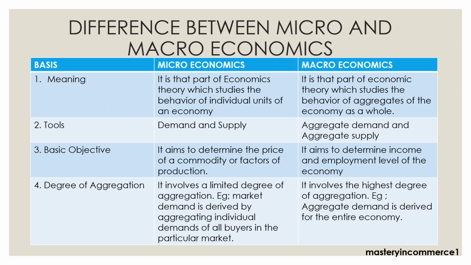This is the tabular form of the difference between micro and macroeconomics. In the exam, when this kind of question comes, they ask you to write the difference between micro and macro. I suggest that you please write in this tabular form only, which gives a very good impression to the examiner. Also, you are making it clear on what basis you are writing the difference. The first point is the meaning, as I have been telling in the last two slides also. Microeconomics studies the behavior of individual units of an economy, while macroeconomics studies the behavior of aggregates of the economy as a whole. So micro is a small level and macro is a large level.